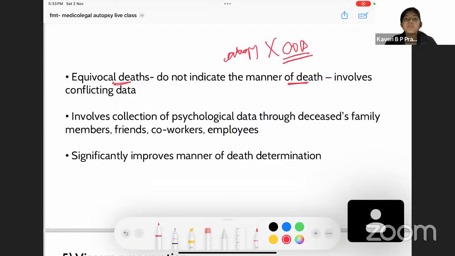That is when you can do a psychological autopsy. You can talk to the people connected to the patient and find out the cause of death. It involves collection of psychological data through the deceased's family members, friends, co-workers, and employees. You talk to all of these and gather enough data to understand what was running in the person's mind. So it significantly improves the manner of death determination.